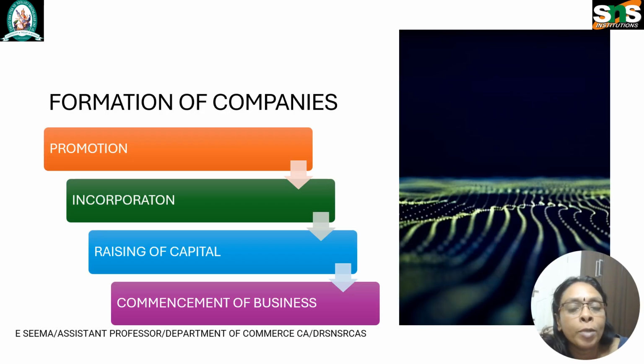Next slide I am going to present is about the formation of companies and the steps which a company should have to follow while forming a company. So the formation of the company goes through a number of stages, starting from idea generation to commencement of the business. This whole process can be broken down into four major phases or steps, which we will be discussing in this slide. The major steps in the formation of the company are as follows: promotion, incorporation, raising of capital, and commencement of business. Let us see all these steps in detail.